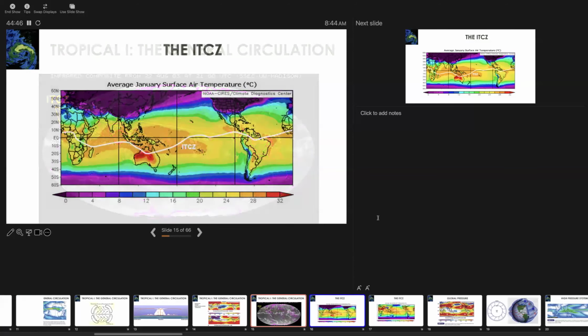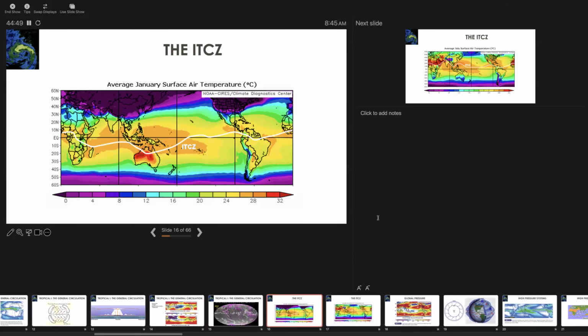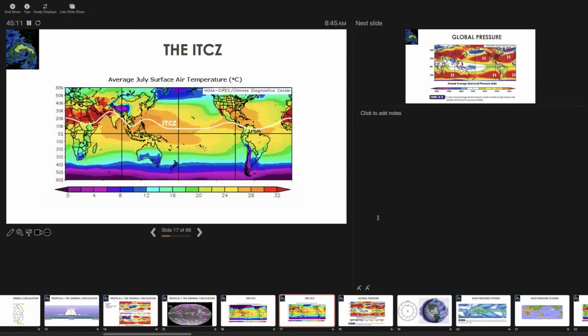So this shows it more specifically, not just in terms of pressure, but now we're looking at temperature. Here's the January situation. Again, you can see how meandering the ITCZ is, and it's anchored right over the Australian deserts. That's where things are hottest. So that's January, and this is the July situation.